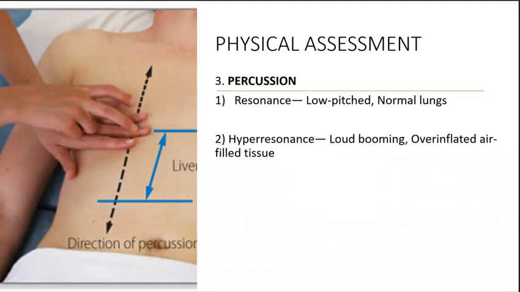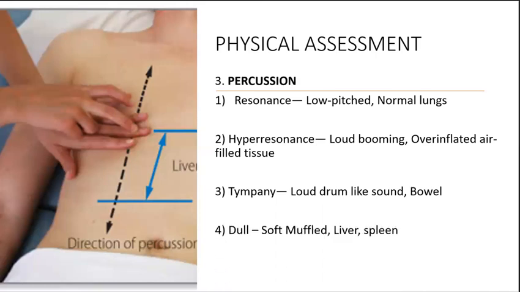Hyperresonance would be that loud booming sound that is heard over abnormal lung tissue. Usually you can see this in clients with chronic obstructive pulmonary disease. So hyperresonance would be that booming sound heard over abnormal lung tissue, like in clients that have overinflated air-filled lungs, like in COPD. Tympany is heard as a drum-like sound, usually over the bowels or over the stomach when it's filled with air. And dullness, usually we percuss dullness over solid organs like the liver and the spleen.